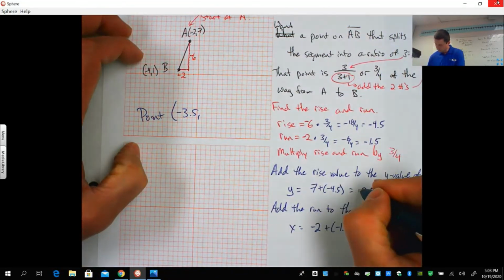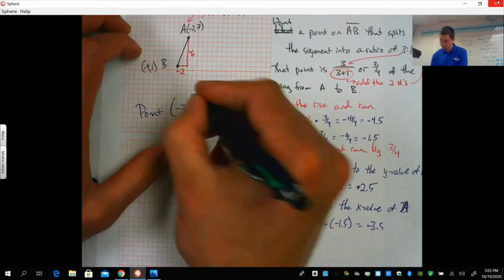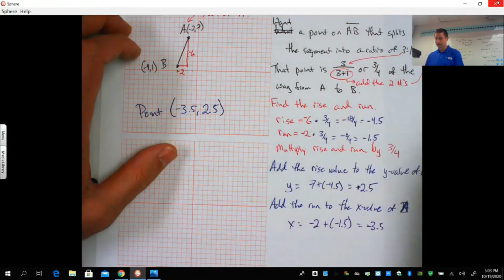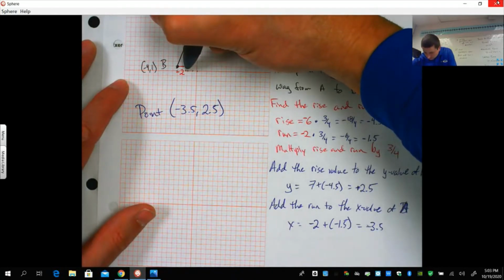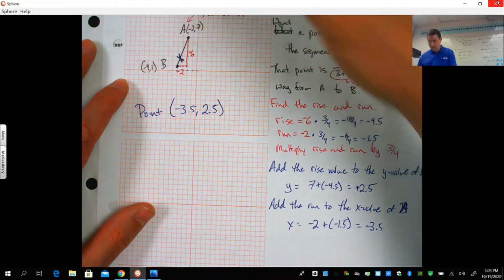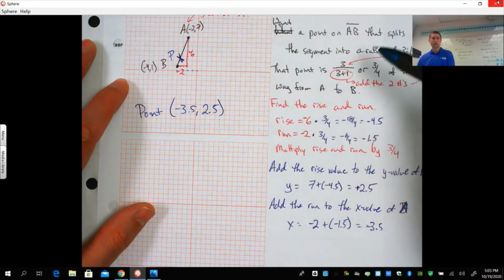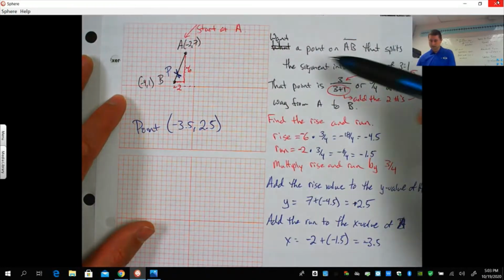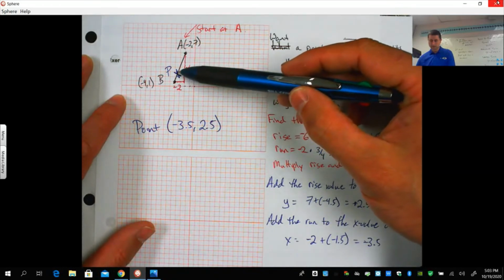That should be positive. Sorry, the y value. 7 plus negative 4.5 should be positive 2.5. Negative 3.5, 2.5. So if we go negatives back here, 1, 2, 3.5, 1, 2.5, right there. That should be our point P. That is 3/4 of the way from A to B. Okay, that means you have 3 segments over here for this one segment here. This one segment should fit 3 times up there.